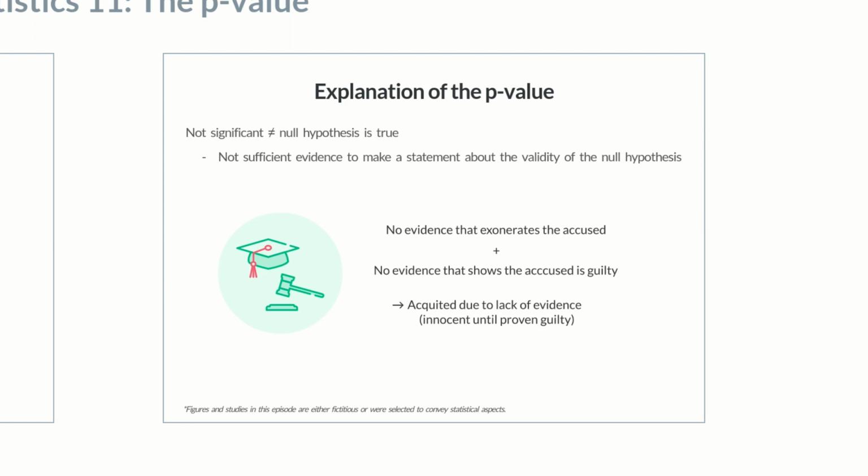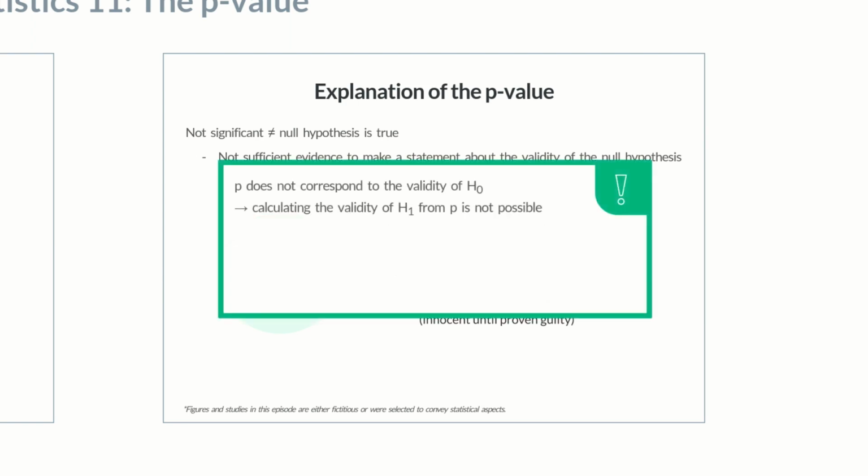To prevent another popular misunderstanding, the probability of the validity of the alternative hypothesis can't be calculated from the p-value for the null hypothesis. Just like the p-value doesn't specify the validity of the null hypothesis, the difference between 100% and the p-value doesn't equal the validity of the alternative hypothesis. So that rounds it off on statistical significance.